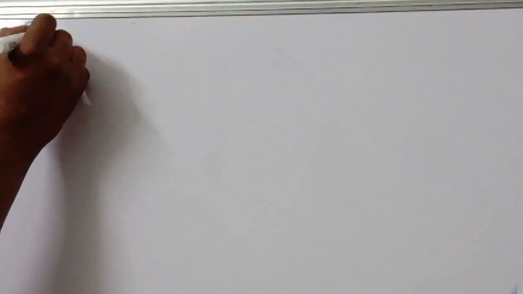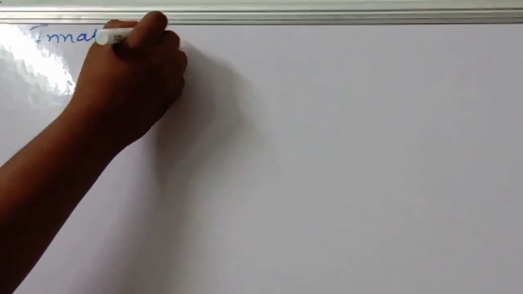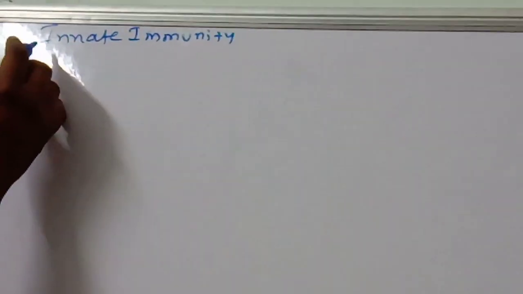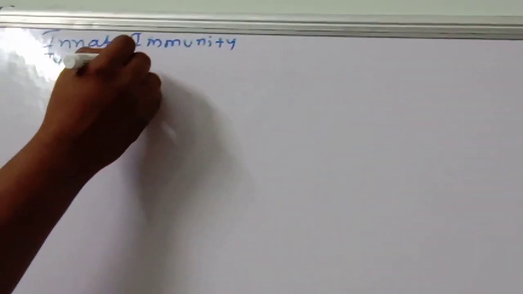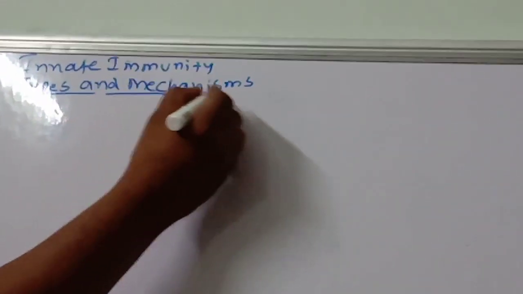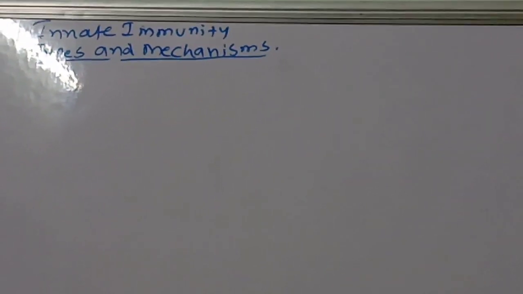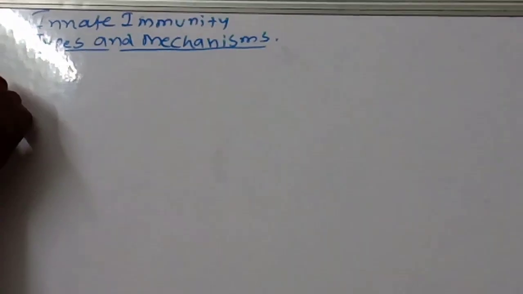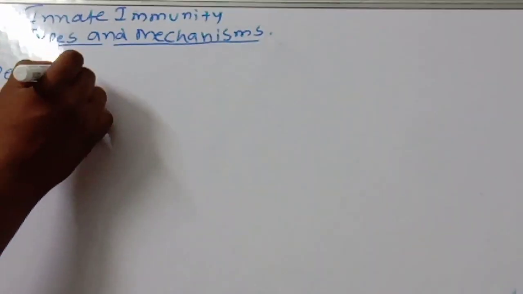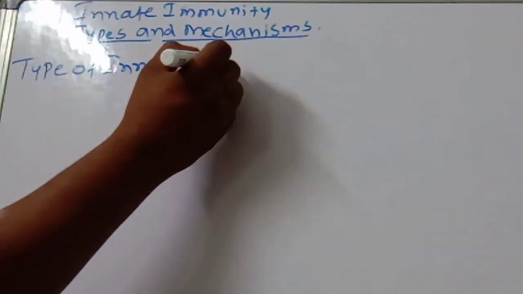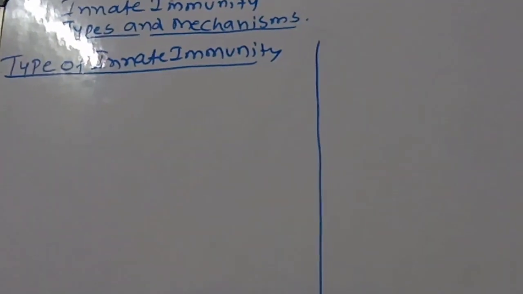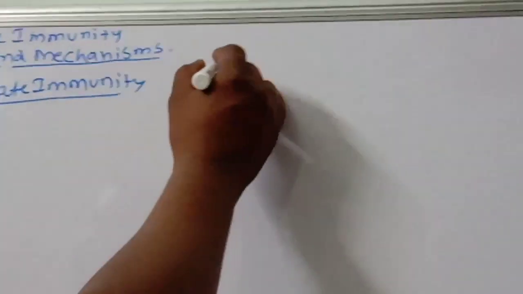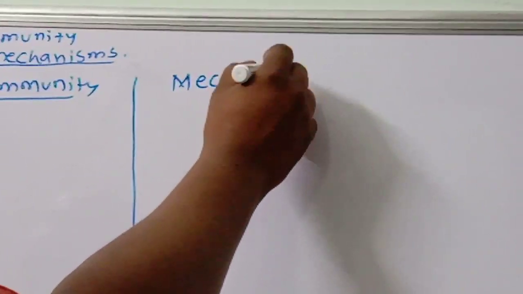Innate immunity, types and mechanisms. These are important. Now, type of innate immunity: so one column, then another column, mechanism. What is called mechanism? We are going to discuss.